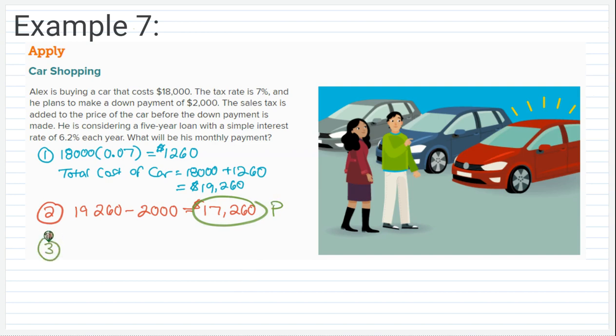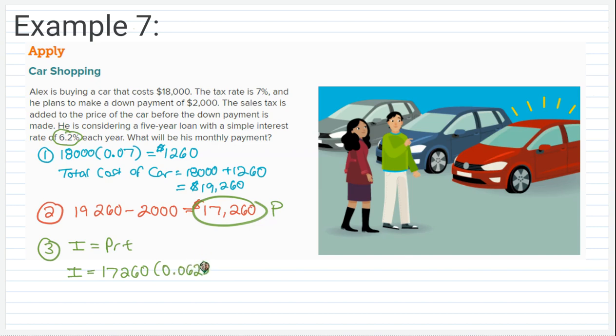All right, so moving into that step. So again, I equals PRT. We don't know the amount of interest that we're paying. That's what we're trying to figure out. We do know that the principal is what I have left to pay after I put the down payment on there. So $17,260 is what I have left. My interest rate is 6 2/10% each year. So that was back in the problem here. And so rewriting that as a decimal, that is going to be 62 thousandths, so 0.062.